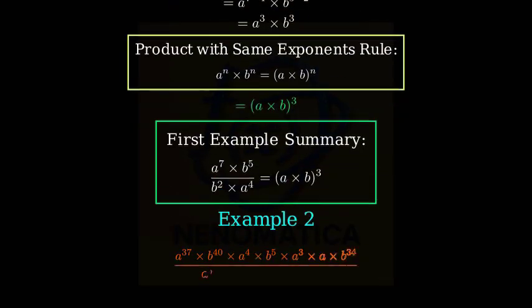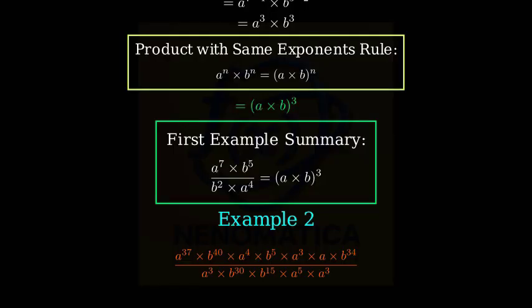We have the fraction a to the 37 times b to the 40th times a to the 4th times b to the 5th times a cubed times a times b to the 34th, divided by a cubed times b to the 30th times b to the 15th times a to the 5th times a cubed. This looks quite complicated, but we'll break it down step by step.